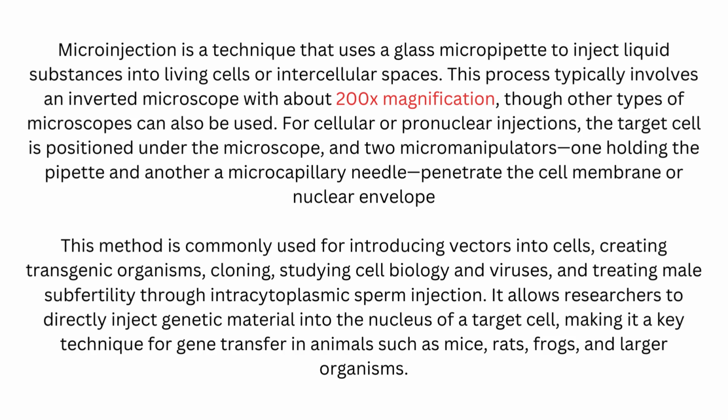For cellular or pronuclear injections, the target cell is positioned under the microscope, and two micromanipulators, one holding the pipette and another a microcapillary needle, penetrate the cell membrane or nuclear envelope. This method is commonly used for introducing vectors into cells, creating transgenic organisms, cloning, studying cell biology and viruses, and treating male subfertility through intracytoplasmic sperm injection.